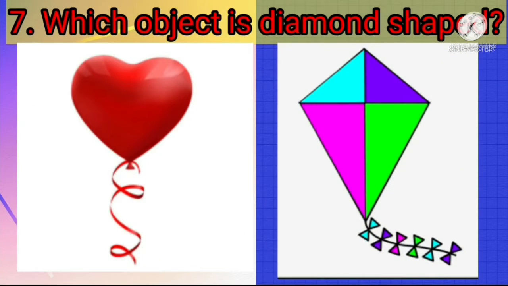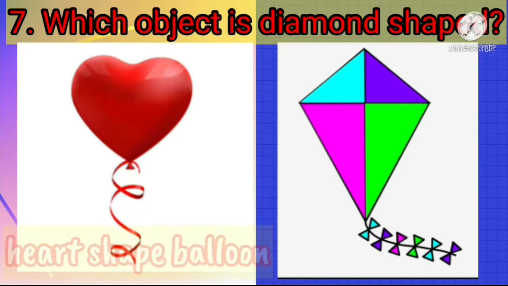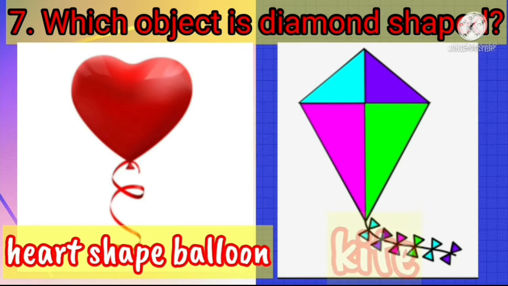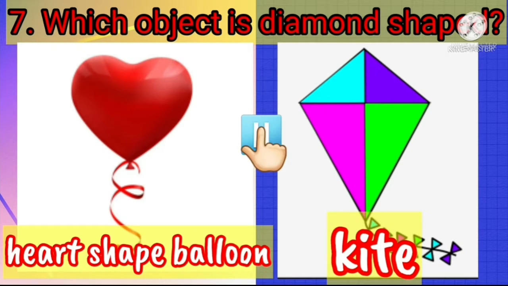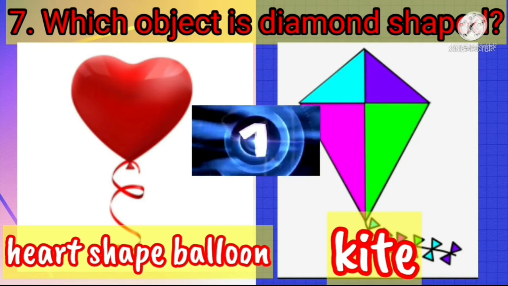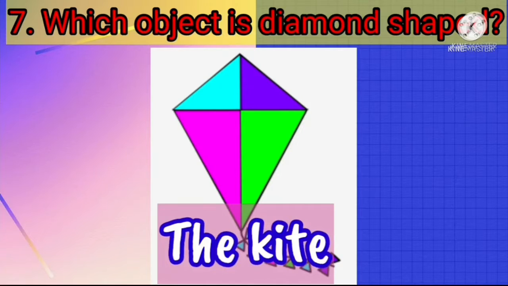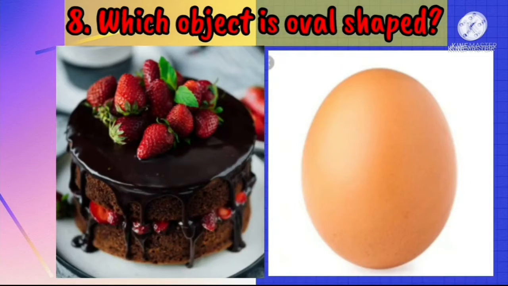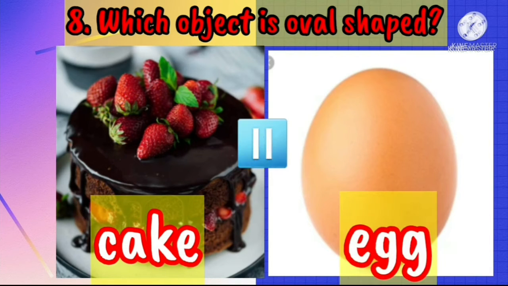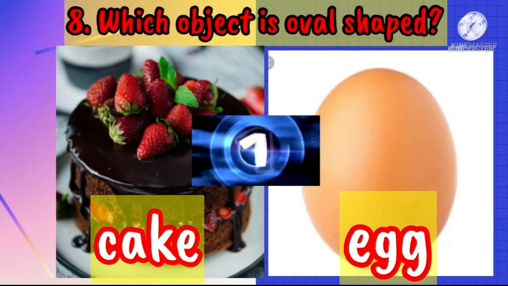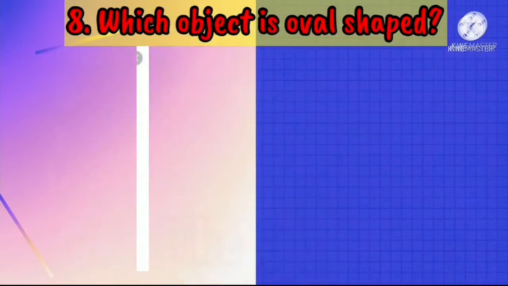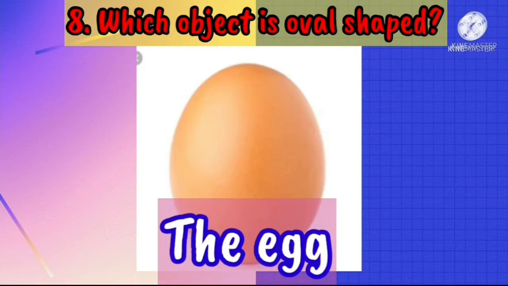Which object is diamond shape? Heart shape balloon or kite? The kite. Which object is oval shape? Cake or egg? The egg.